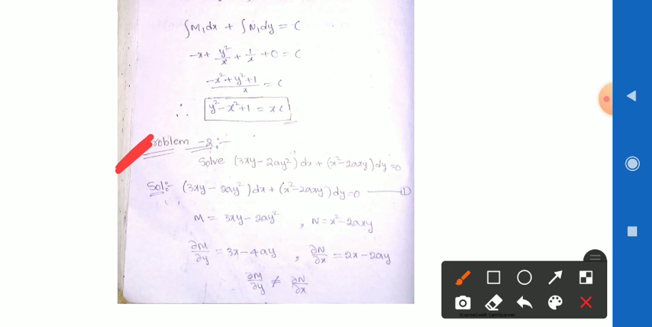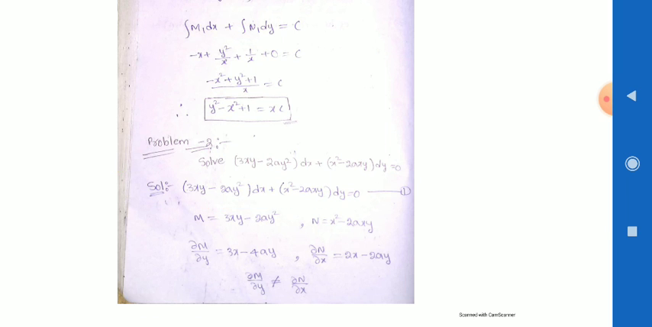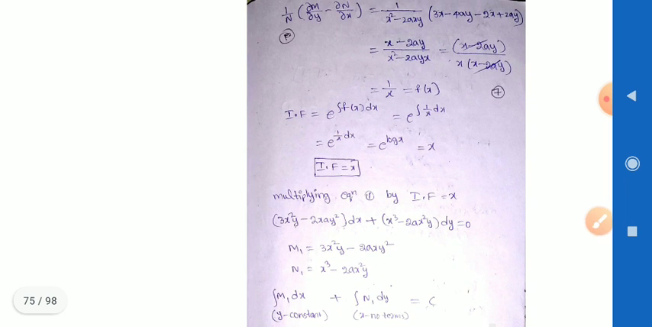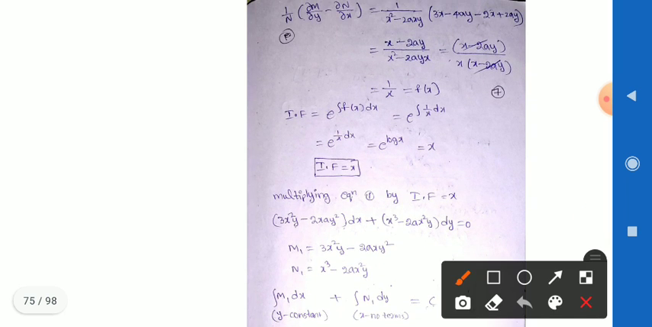Then by doing the partial differentiation, ∂M/∂y we get 3x − 4ay, and ∂N/∂x we get 2x − 2ay, which are not equal. Therefore we can conclude that this is not an exact differential equation. For this non-exact equation, we have to make it exact by taking an integrating factor.